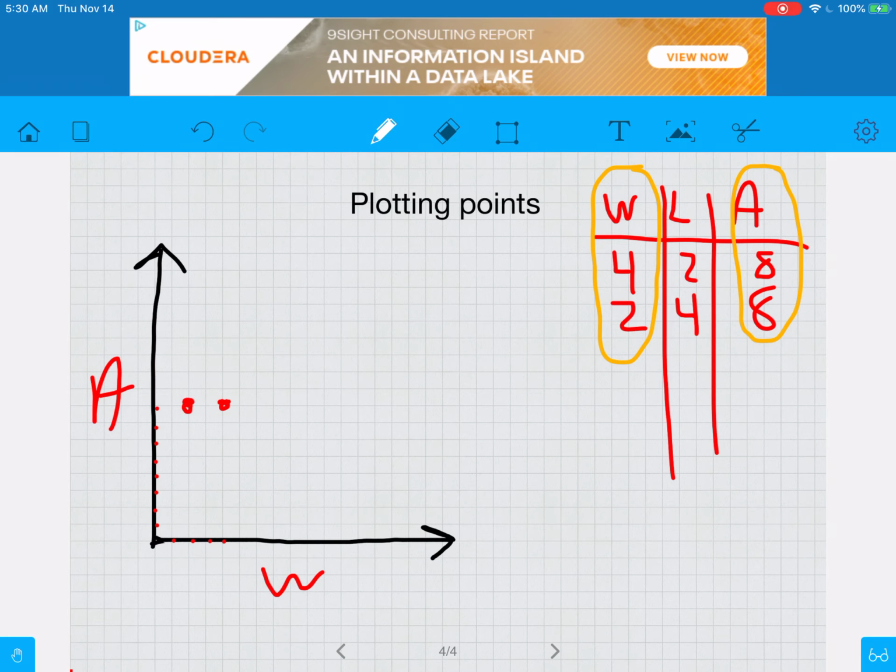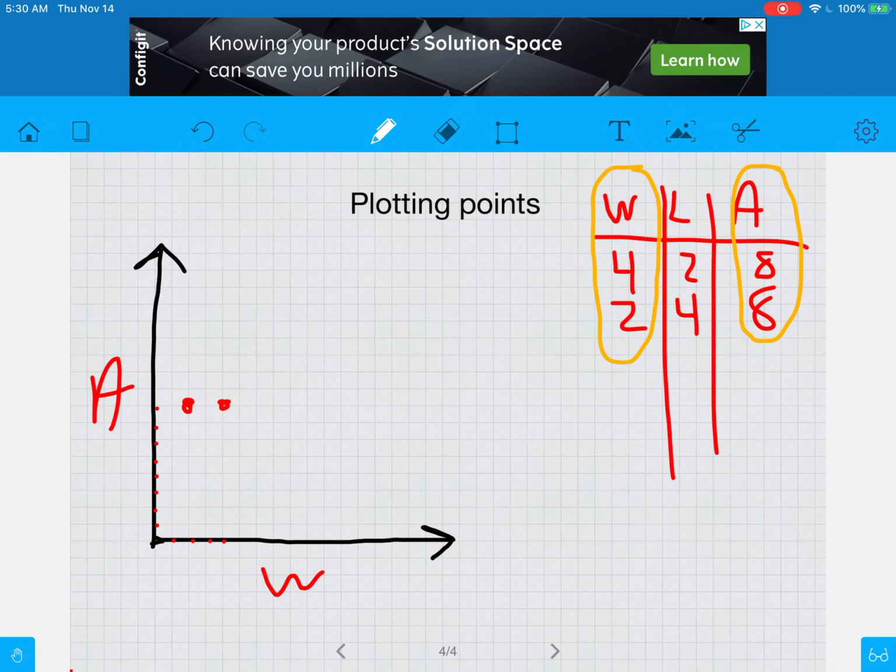And that's going to be important for recognizing the patterns and the different relationships once we get into the activity. So see you guys tomorrow.